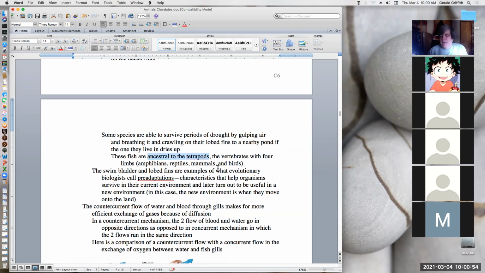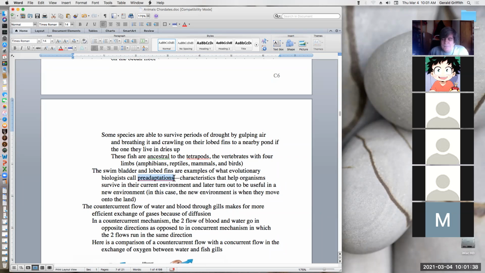And the swim bladder and the lobe fins are 2 examples of what in evolution we call pre-adaptations. So think about the swim bladder. The reason that it evolved in fish was so that they could gulp air, and if the pond they were in was drying up, they wouldn't be able to breathe with their gills necessarily. They can gulp air and then they can extract oxygen from that air. The lobe fins help them crawl to a new pond. So the swim bladder and the lobe fins help fish to survive in their watery environment.